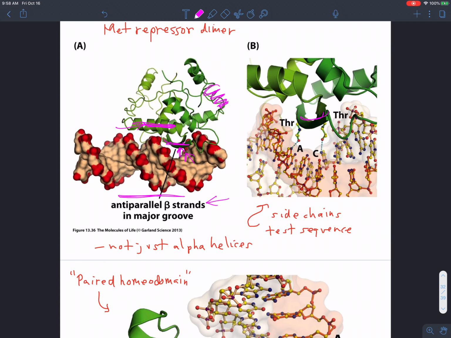And in this case, once the double anti-parallel beta strands stick themselves in, then of course their side chains can dangle off and interact with the edges of the DNA, just like off of the alpha helix case.